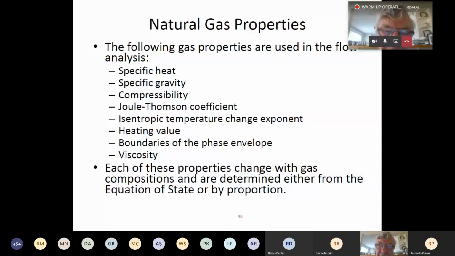And we look at the boundaries of the phase envelope just to make sure that when we're operating, we don't drop the pressure and drop out liquids that do damage to our system. And viscosity is very, very important. Now, each of those properties change with the gas composition, and that's why you need to know the gas composition very accurately. And once you know that, you can relate the various properties through either the equation of state, or sometimes you just use ratios or proportion to do that.